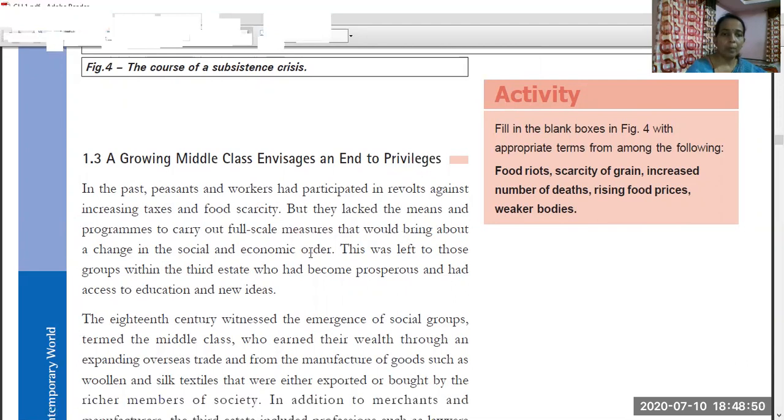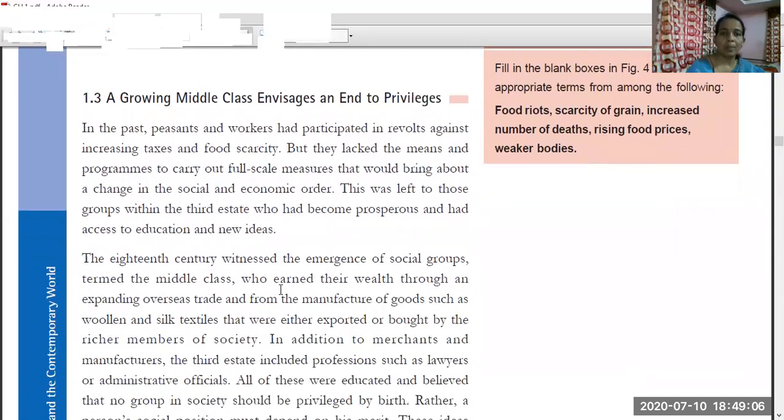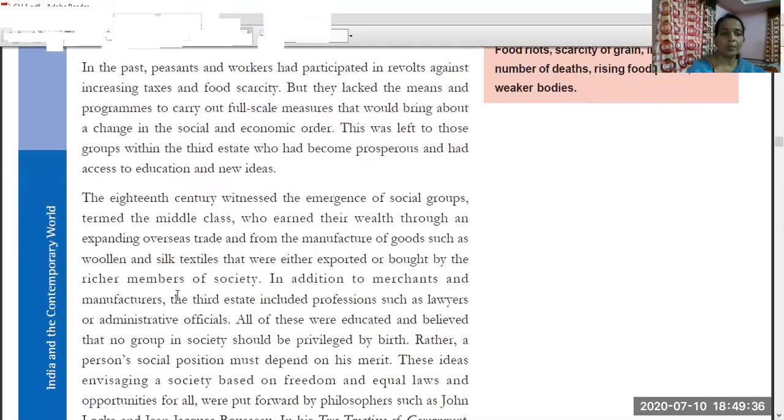Full scale measures that would bring about a change in the social and economic order were left to those groups within the third estate who had become prosperous and had access to education and ideas. The full scale measures were left on the shoulders of the middle class people, those who were businessmen or educated people. They became prosperous through their businesses. They did business with other countries; overseas business and trade were carried out. That is why this middle class became prosperous and many people got an education. So they brought new ideas into French society. They wanted to make changes in French society.